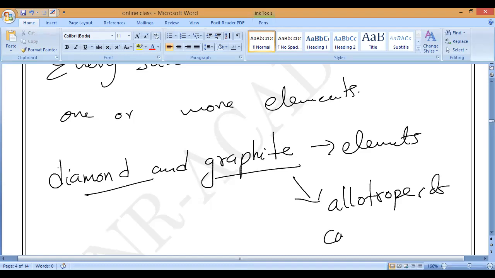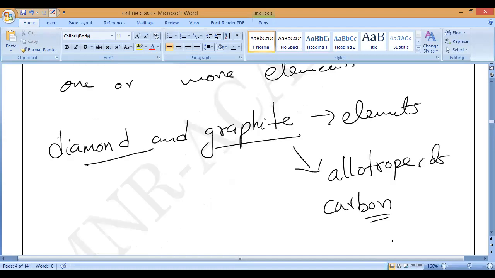Allotropes of carbon. What is the meaning of allotropes? Can anybody tell me? Conduct electricity. No, that is not the meaning. I will say the meaning.